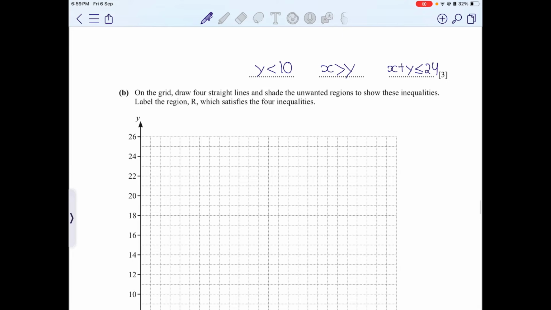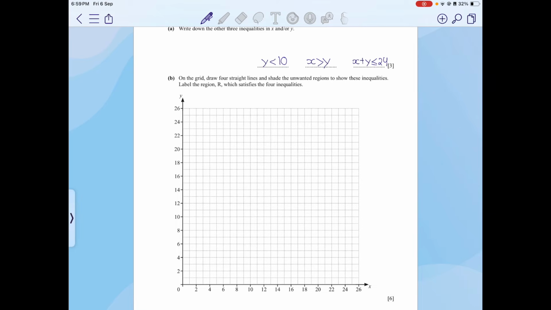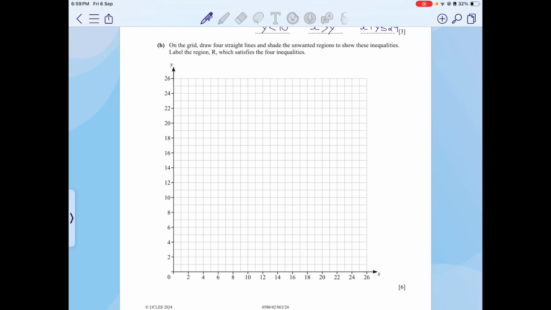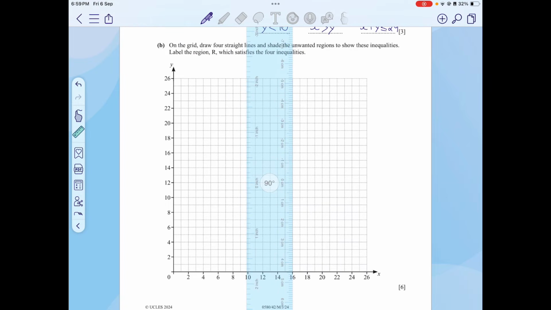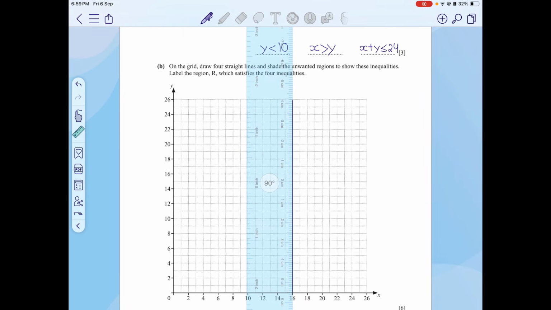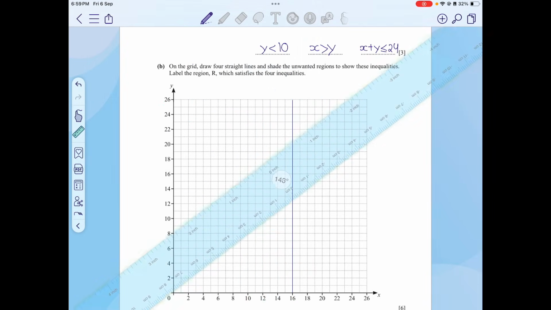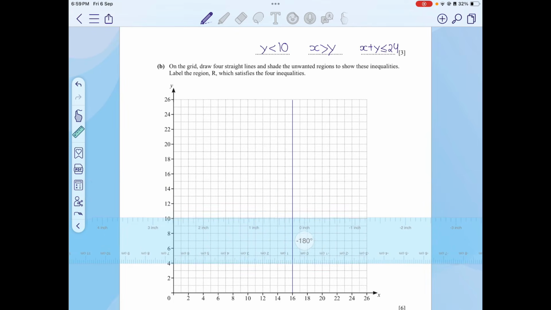On the grid, draw 4 straight lines and shade the unwanted regions to show these inequalities. Label the region R which satisfies the 4 inequalities. The first line is x equals 16. I would simply use my ruler, and you also have to use rulers and pencils. So draw a vertical line at x equals 16, as you can see. Then the next line is y less than 10. Remember, when there is no equality symbol, you have to use a dashed line. This indicates that the point cannot be on this line, whereas for the bold line, the point can be on that line.